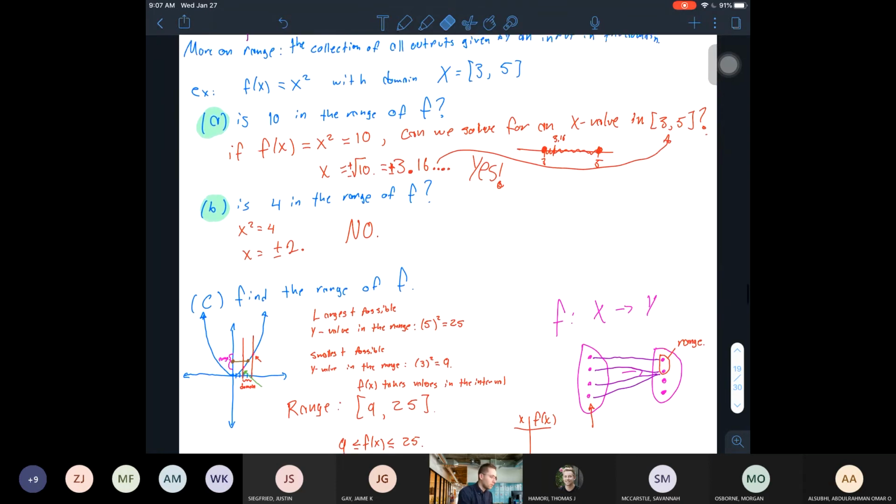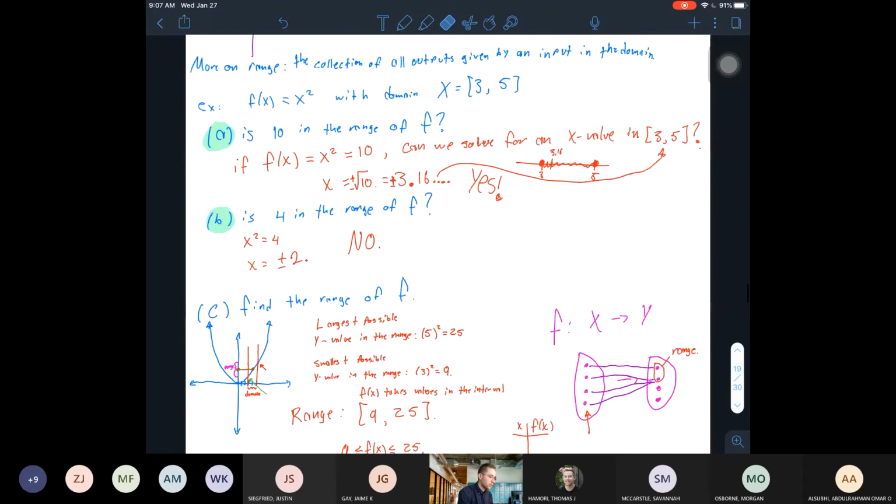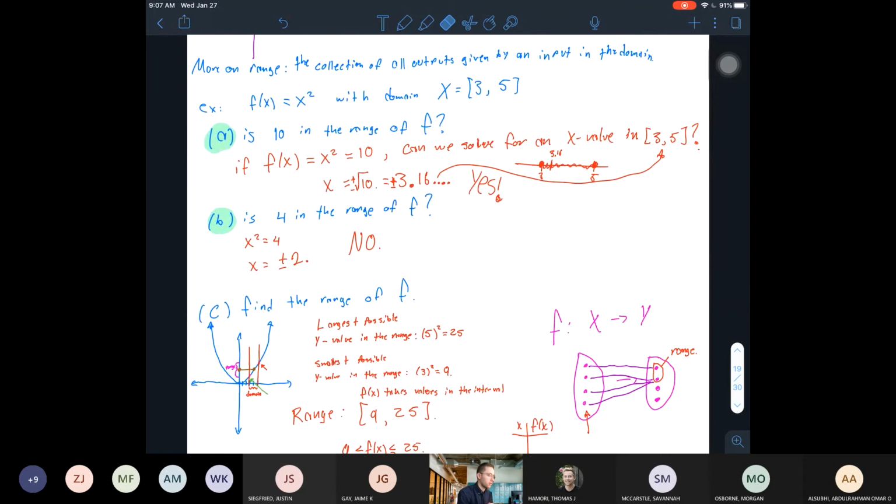Overall, the question was whether the range is always going to be the square of the domain, and the answer is no. Sometimes the range will be much smaller, or in an entirely different place, or all real numbers for that matter.